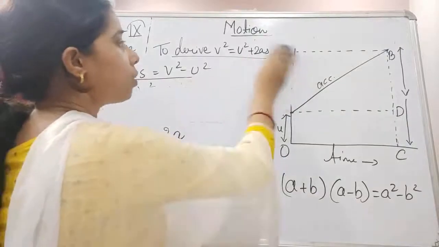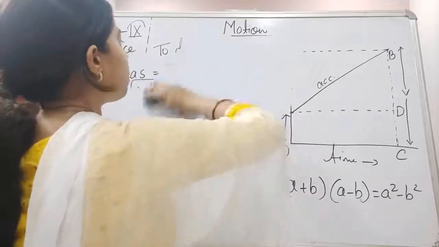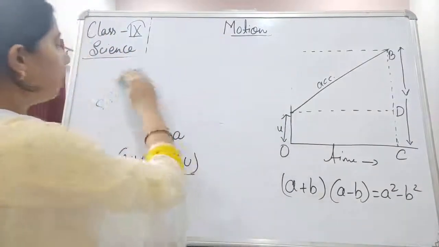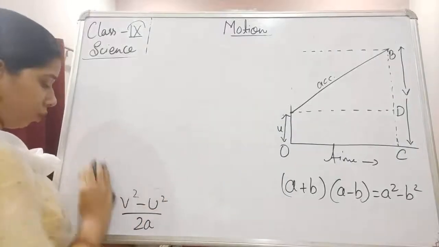Now we have understood the third equation of motion, students. Now let us move on and see uniform circular motion.